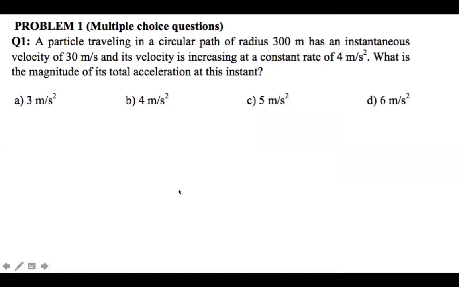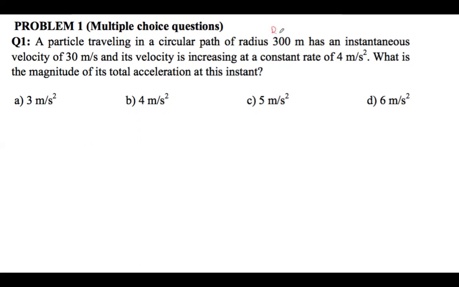Anyway, let's begin. In question number 1, we have a particle traveling in a circular path of radius 300 meters. It has an instantaneous velocity of 30 meters per second, and the velocity is increasing at a constant rate of 4 meters per second squared. The question is very simple: find the magnitude of its total acceleration at this instant.